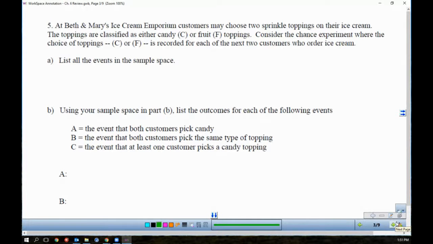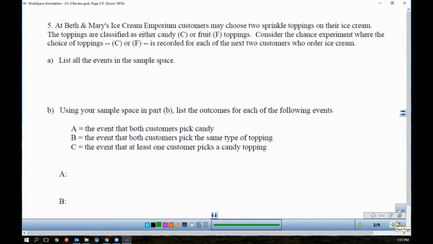So number 5, we have this ice cream shop where customers may choose to sprinkle toppings on their ice cream. Toppings are classified as either candy or fruit. Consider the choice experiment where the choice of toppings, candy or fruit, C or F, is recorded for each of the next 2 customers who order ice cream. List all the units in the sample space.